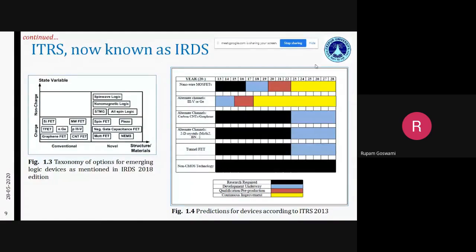So what you see at the top on the screen here along the years goes from 2013 to 2028, and these colors give the requirement: research required or development underway for blue, qualification or pre-production for pink, and continuous improvement for yellow. So for example, if we pick up the tunnel FET, or the tunnel field effect transistor, which we will discuss today, you will find that it is predicted to be under research up to 2022. And from there on, there will be development of that particular device. So this is a prediction which appeared in ITRS 2013. Okay.